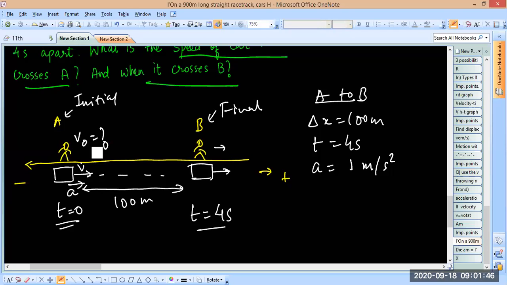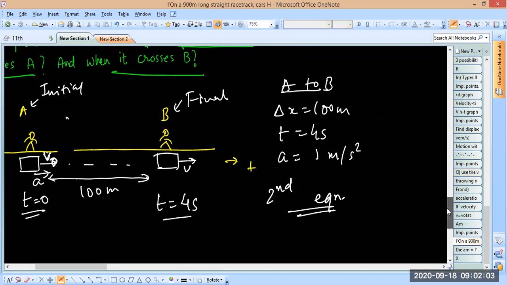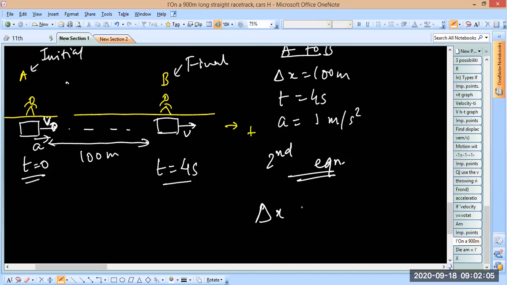Sorry, not the person's velocity. We are talking about the car's velocity. So what's the velocity v0 and what's the velocity v? We will use the second equation, because that will give us v0. Delta x equals v0 t plus half a t square.